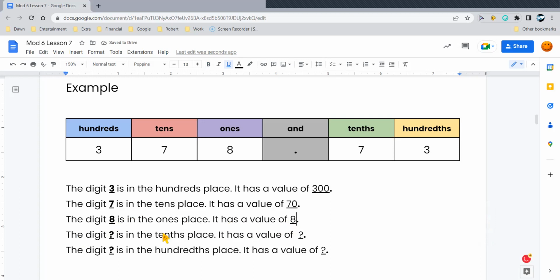Now, the digit in the tenths place, if you notice, it has a TH, so I know I'm on the right-hand side of the decimal. And I see that it's a 7. So the digit 7 in the tenths place has a value of, you're right, 7/10. And 7/10 can be written as 2 different numbers. So I'm going to ask you to go ahead and write both numbers, decimal form and fraction form, so you're aware of how that looks.